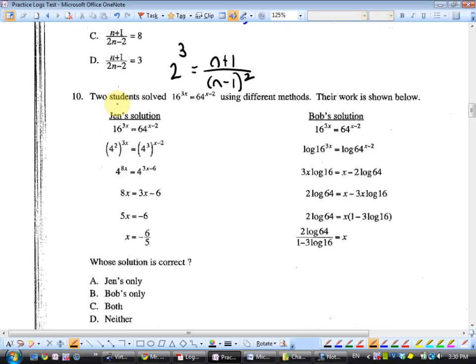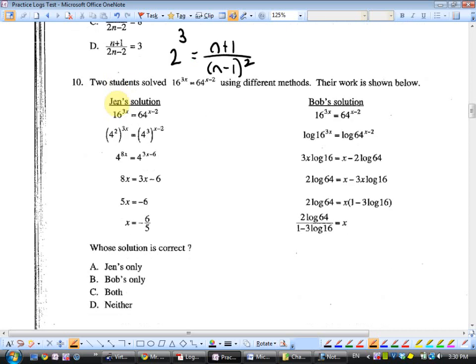Number 10 says, two students solved this using different methods. Their work is shown below. This is too much typing for me. I won't give you a question like this, but this is nice for us just to practice spotting the work and looking for common mistakes. So let's look at Jen's solution. Jen, let's look at your solution, okay?